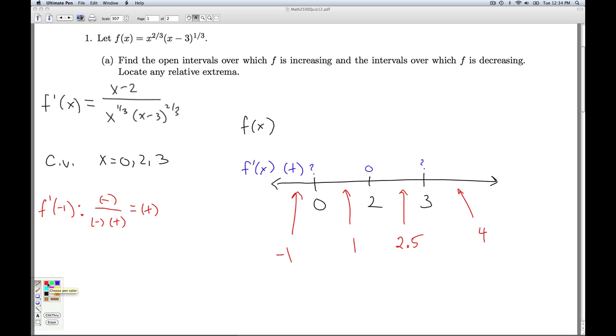When I look at f prime of 1, what's going to change when I plug in f prime at 1? This is still going to be a negative. This, though, is going to change to be a positive. Oops, I'll put that in red there. And as we mentioned before, this factor is always going to be positive. So that means that f prime at 1 is going to be negative. Which means it's going to be negative on this entire interval.